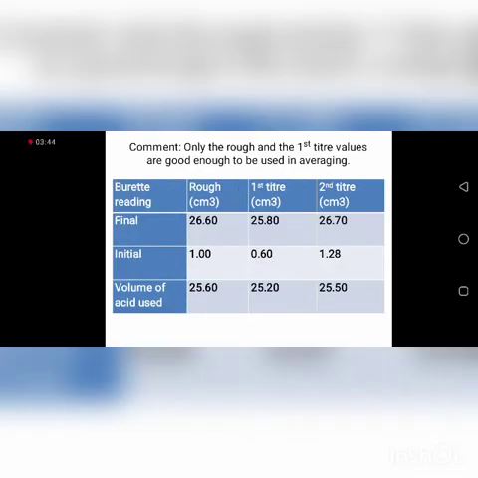So now let's see the second one. Now look at this table. For the volume of acid you have 25.60, 25.20, and 25.50.